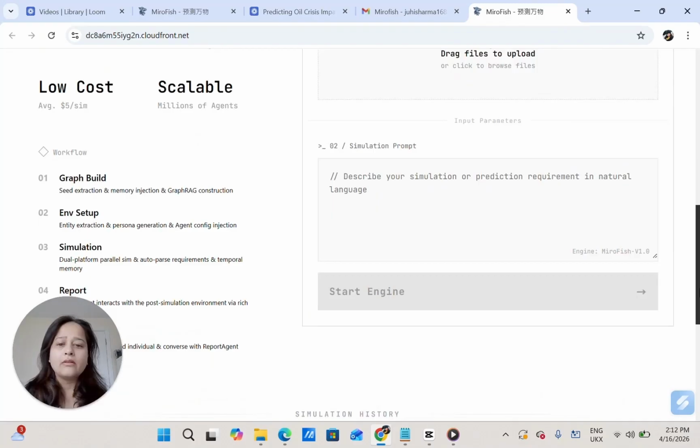So remember from the introduction I gave you in part 1, we need two documents. One is a seed document, that's the real world input, and the other one is the prediction requirement, that's what you want it to predict. I have prepared both documents and I will walk you through exactly what we gave it.